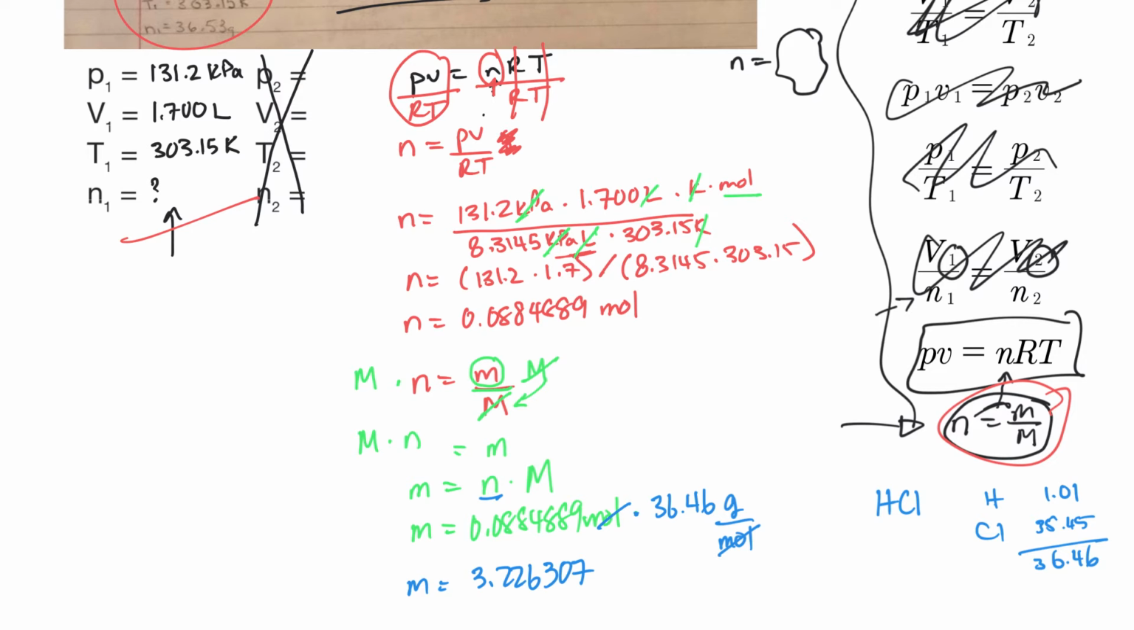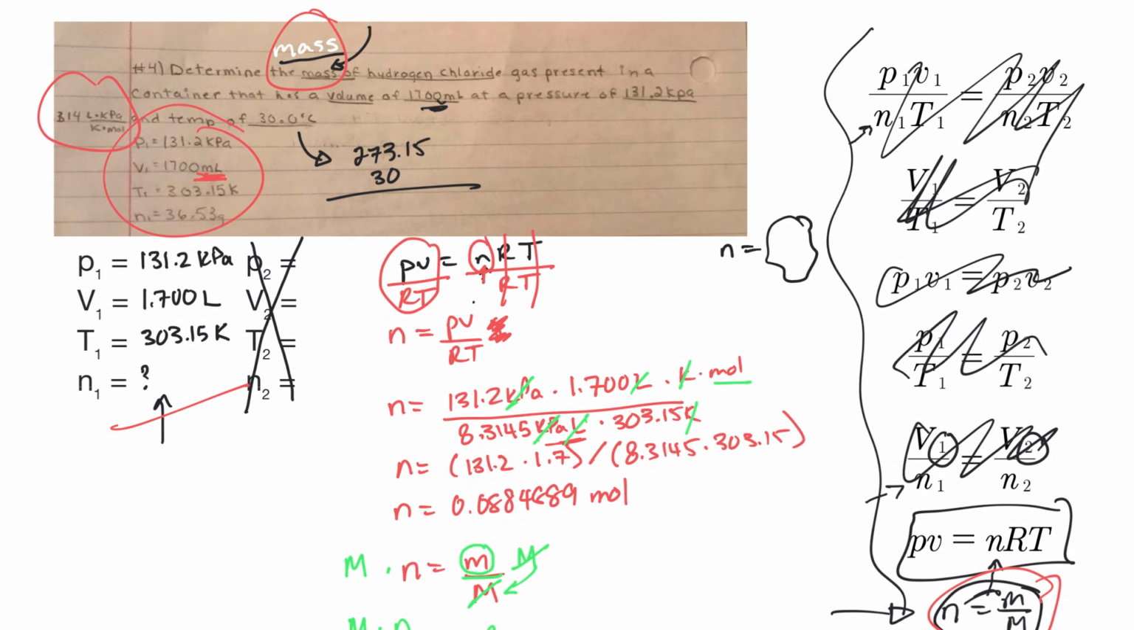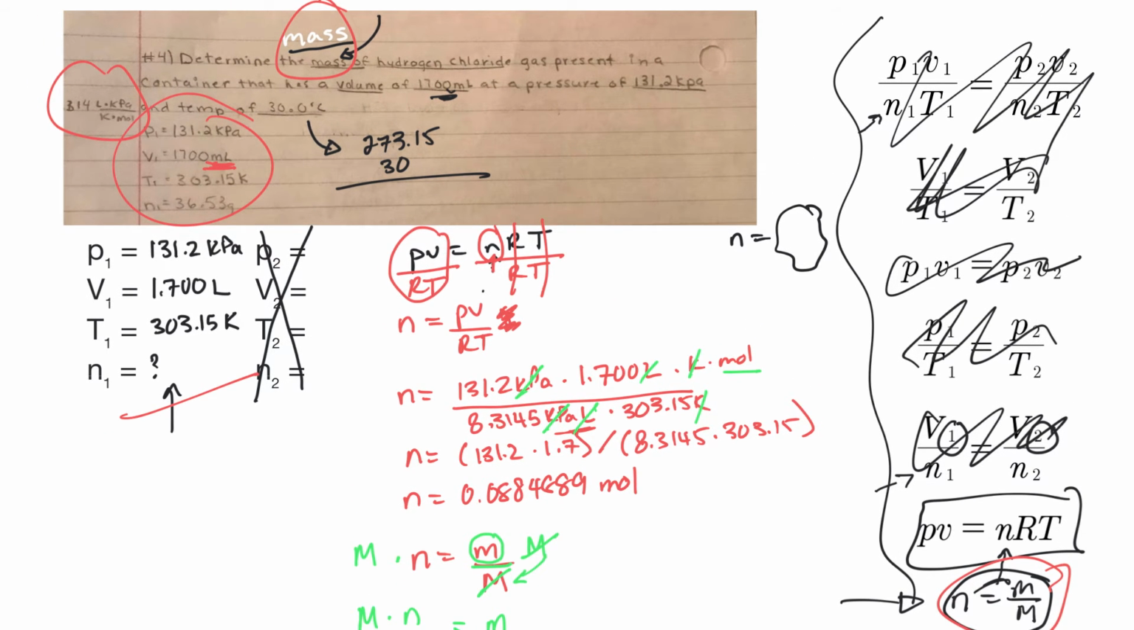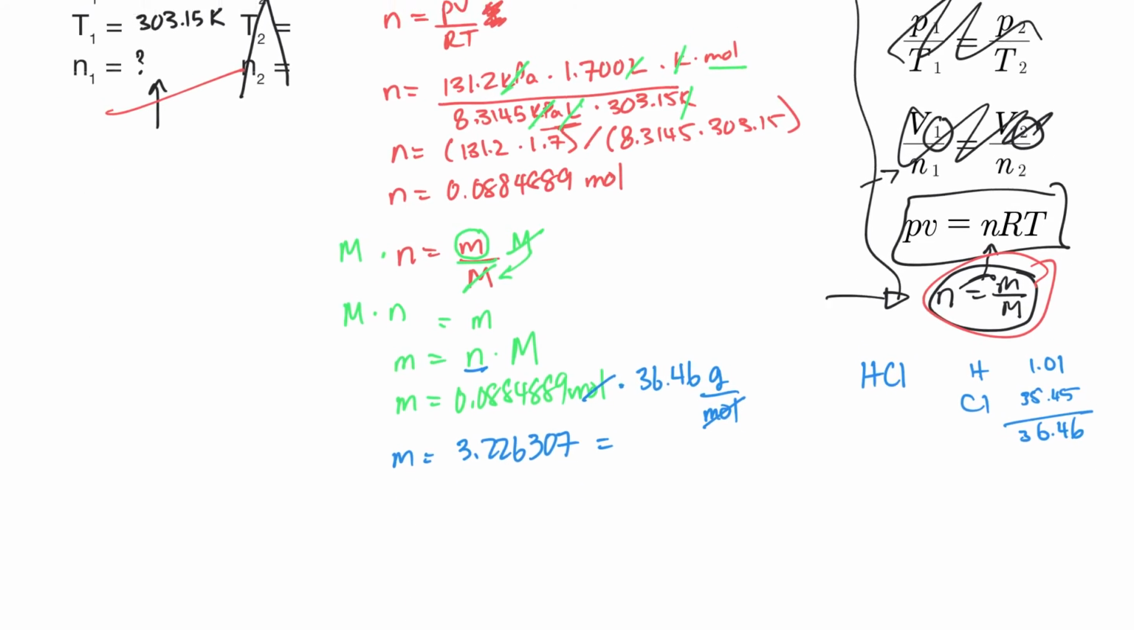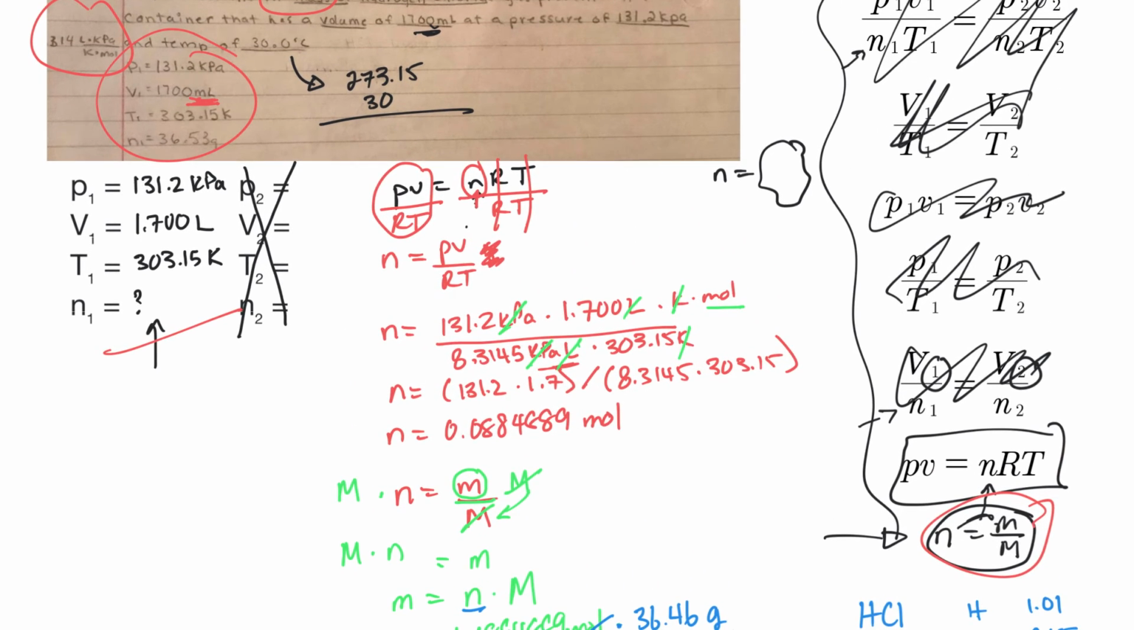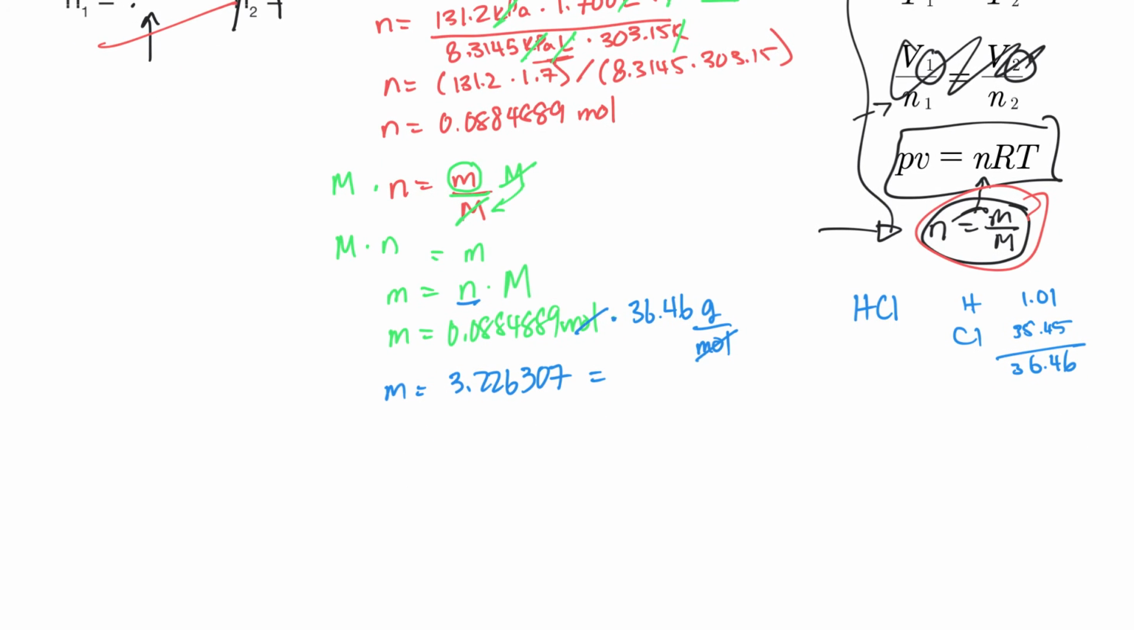So I come up with 3.226307, etc. Rounding that, in the question I think there were 3 sig figs. That was the least one that you had. Is that right? Let me just check. Yeah, the 30 degrees just has 3 sig figs. Oh no, hold it, 1700. Let me write that down. So the number 1700, there's no decimal at the end. So this only has 2 sig figs. So my answer, I can only give 2. So it'd be 3.2 grams. Okay, so that's that one.